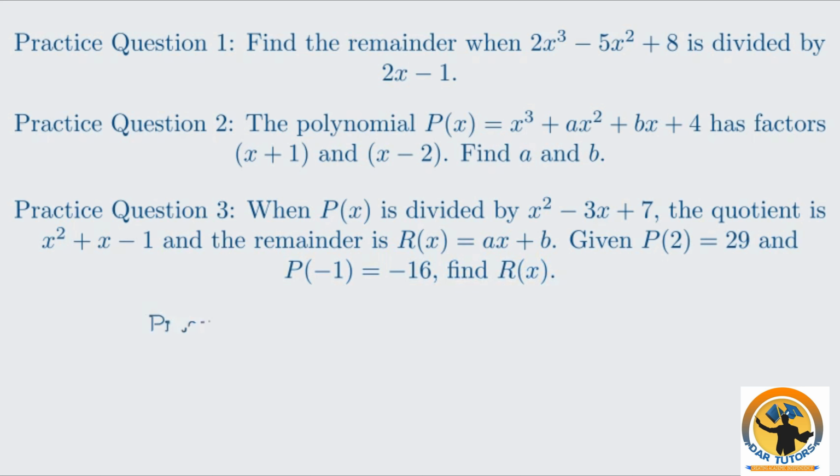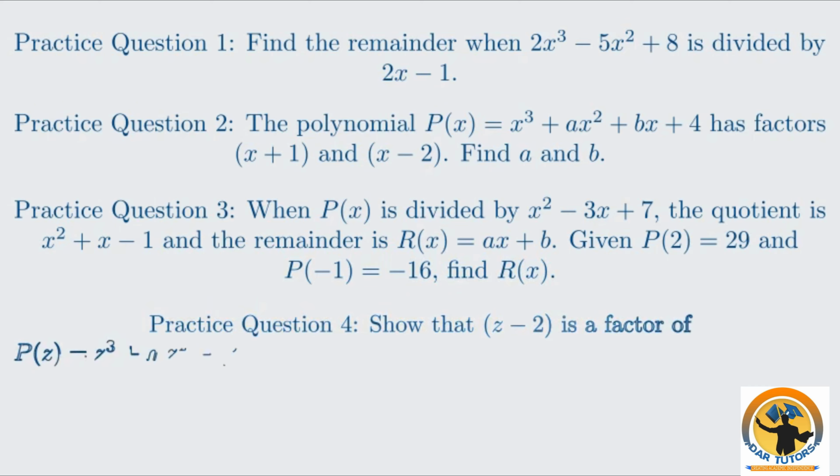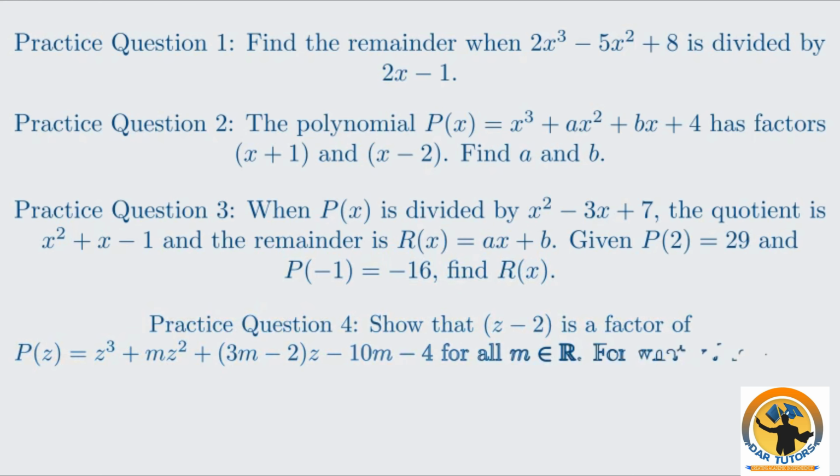Question 4. Show that x minus 2 is a factor of p of z equals z cubed plus m z squared plus the quantity 3m minus 2 times z minus 10m minus 4 for all values of m. For what value of m is x minus 2 squared a factor of p of z?